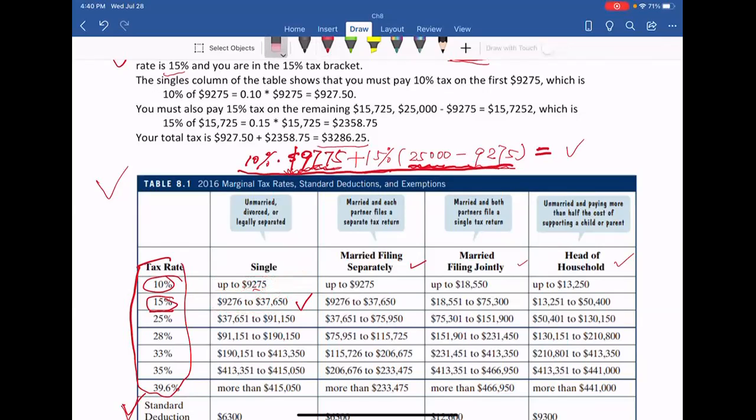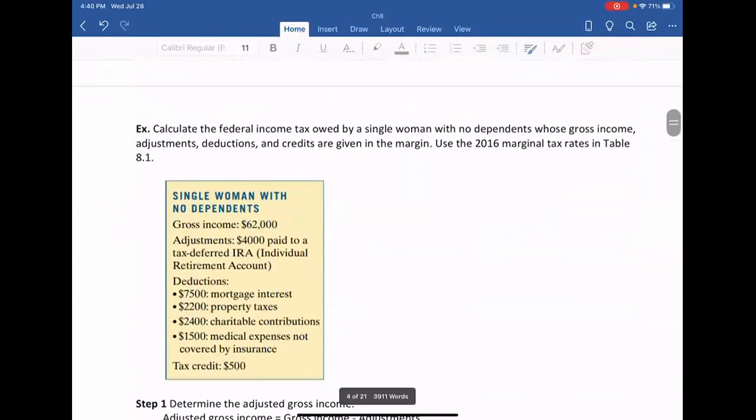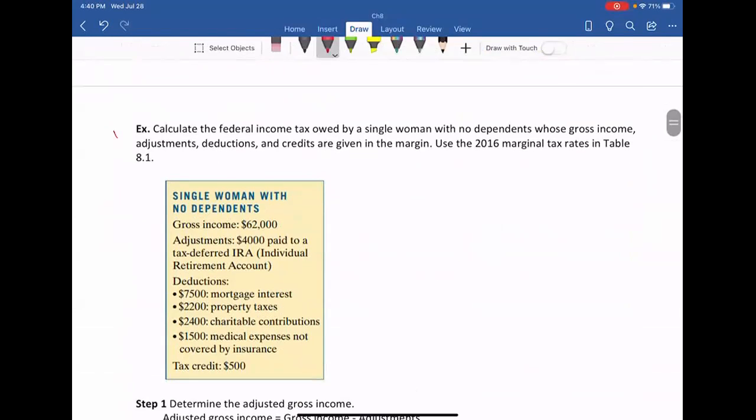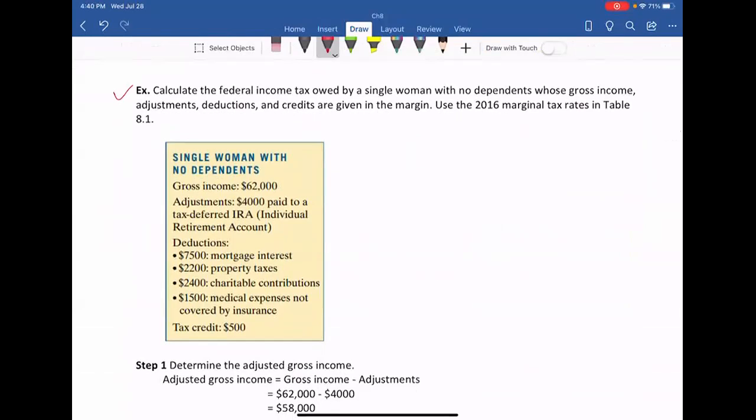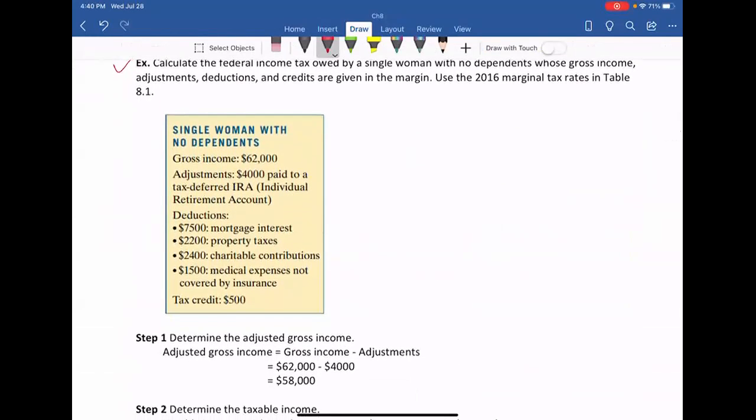Okay, let's move on to the next question. Next example: calculate the federal income tax owed by a single woman with no dependents, whose gross income, adjustments, deductions, and credits are given in the margin. Use the tax table to find the income tax.